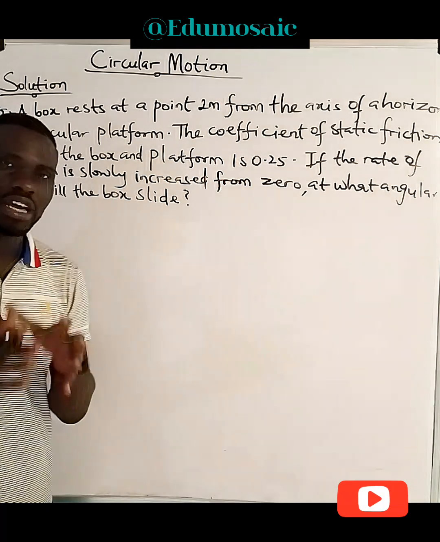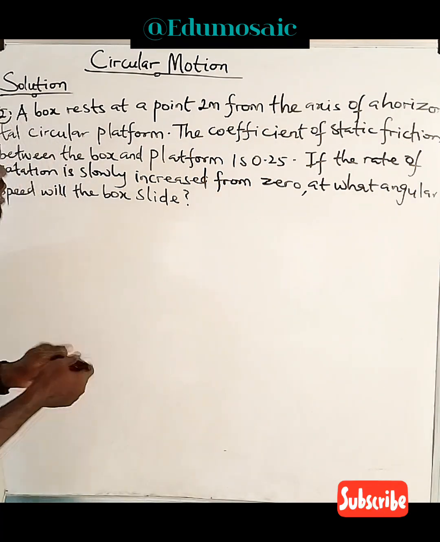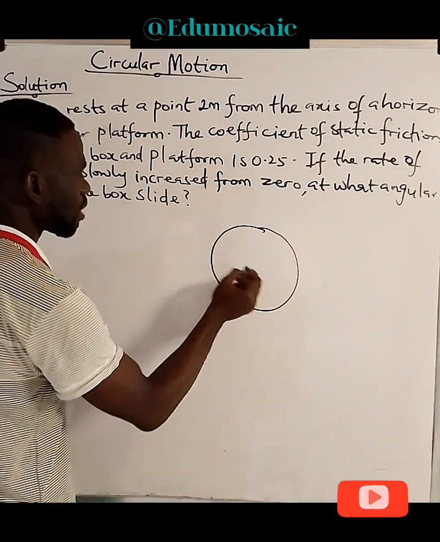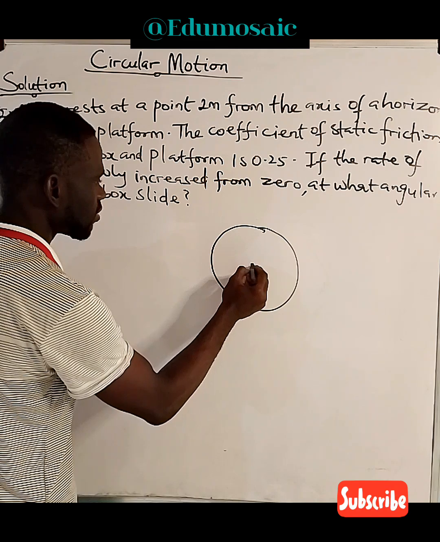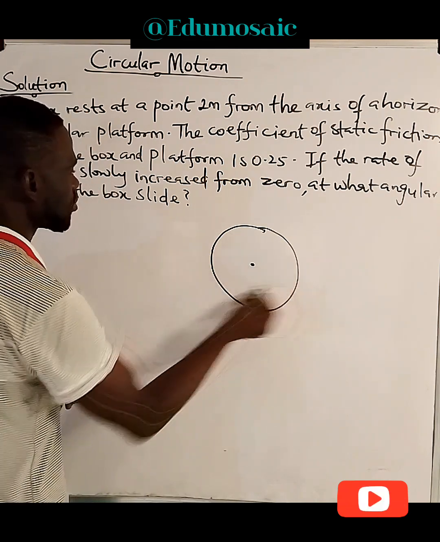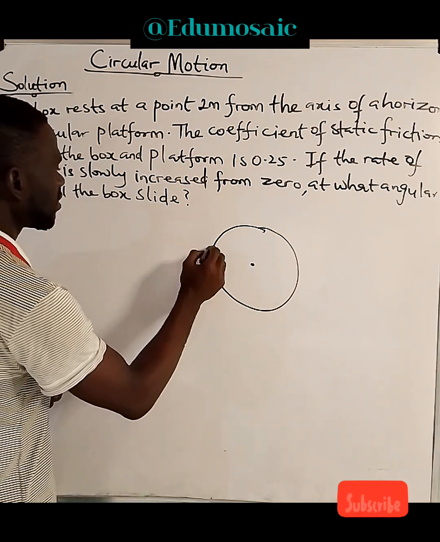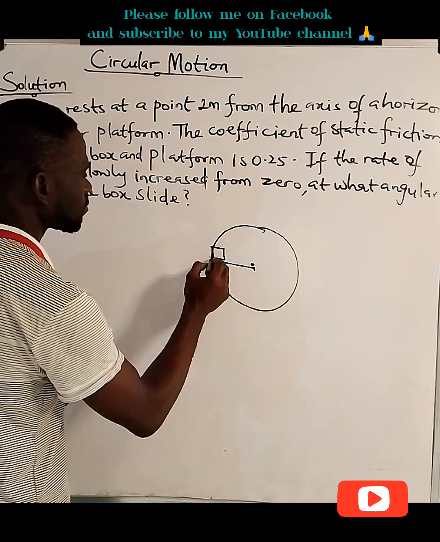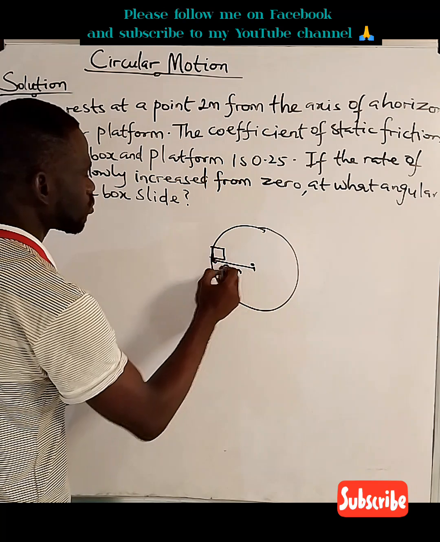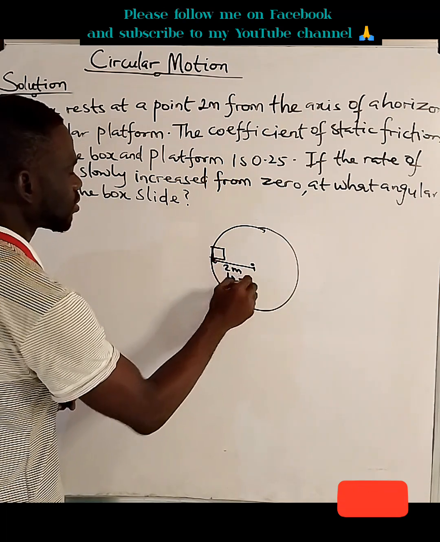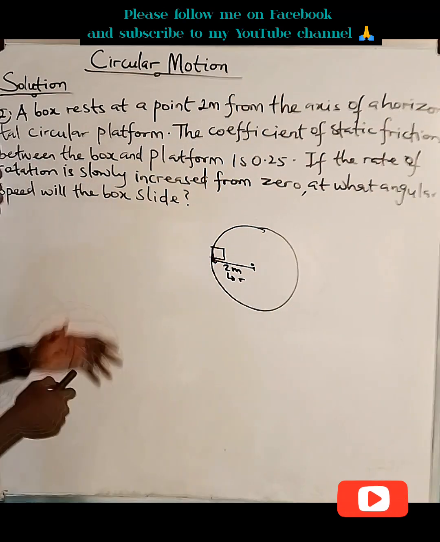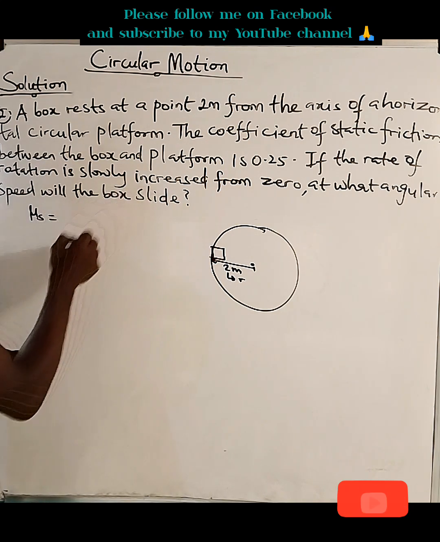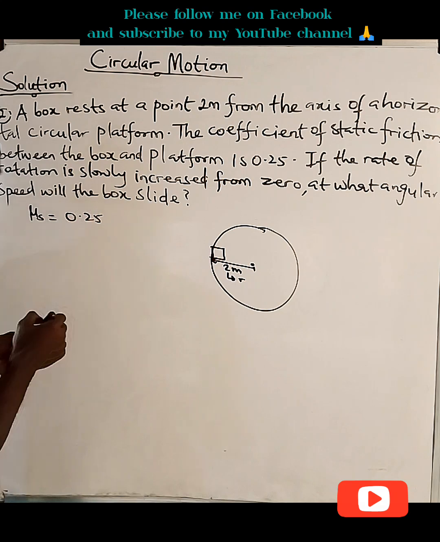So first we're going to have a pictorial interpretation of this. We have a circular platform like this. The center is the middle of the circle, so from here to here is a radius, and from here to here is a radius. The box sits right here, about 2 meters from the center of the platform. 2 meters, that's the radius. Don't forget the coefficient of static friction between the box and the platform is 0.25.